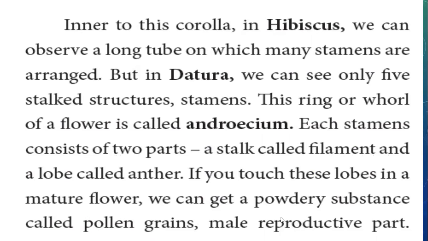If you touch these lobes in a matured flower, we can get a powdery substance. This powdery substance is called pollen grains, powdery in nature. The androecium is the male reproductive part of the flower. It consists of 2 parts: the stalk, called the filament, and the lobe, the anther.